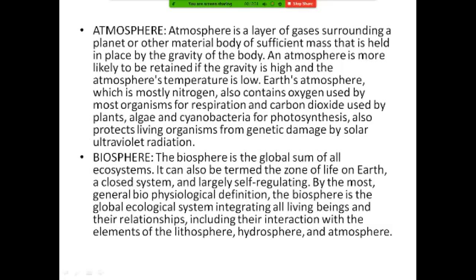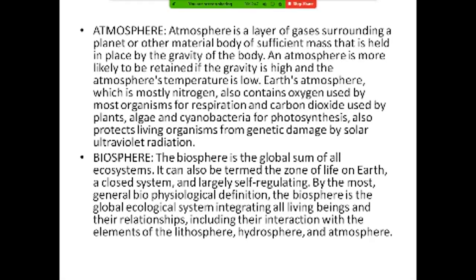Next topic, atmosphere. What is atmosphere? Just now we learned that it is a layer of gases surrounding a planet or other material body of sufficient mass that it is held in place by the gravity of the body. An atmosphere is more likely to be retained if the gravity is high and the atmosphere's temperature is low.